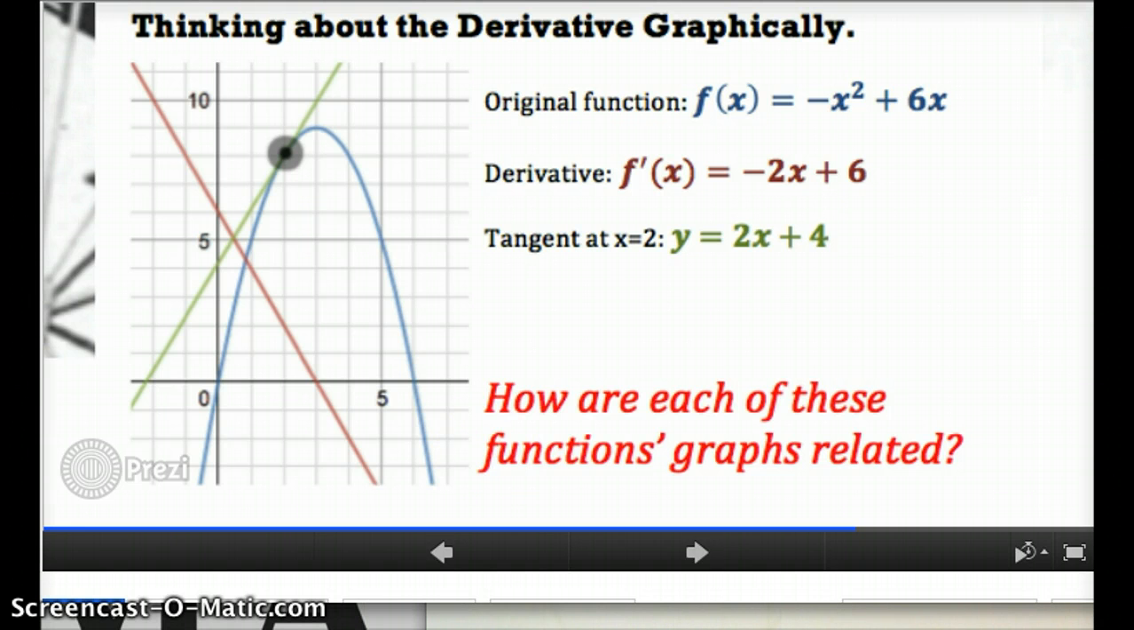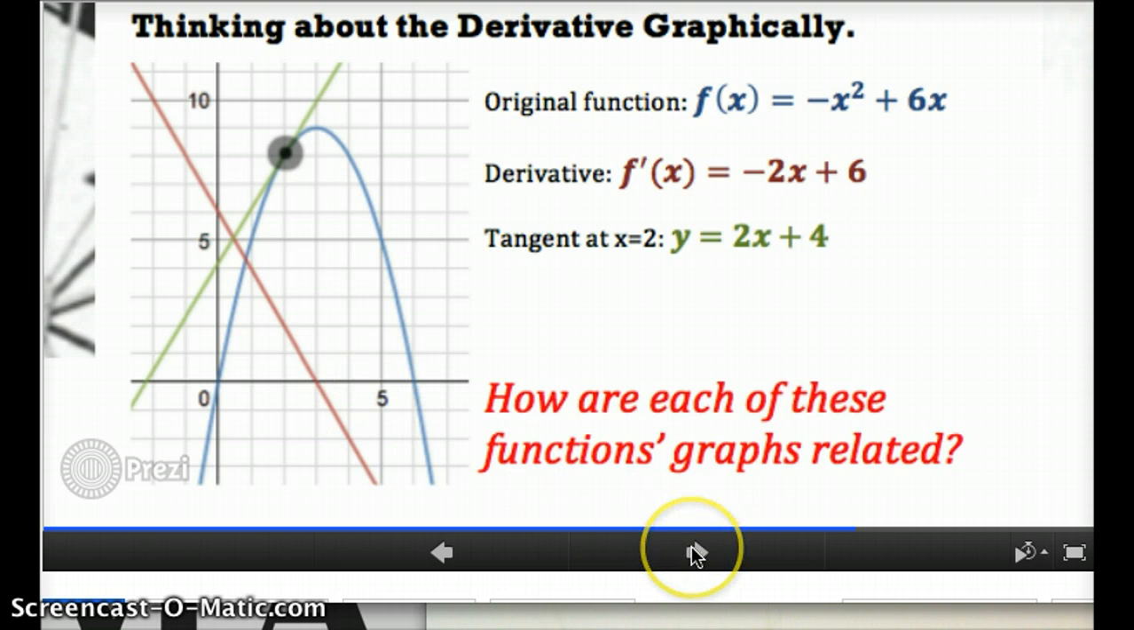So there are a lot of correct things you could have said. You may have noticed that the original function was a parabola. Its degree is 2, whereas the derivative is linear and its degree is 1. You could have noticed that the original function had 2 roots and the derivative only has 1. You could have noticed that the maximum of the original function has the same x value as the 0 of the derivative function, and a lot of other things, frankly.